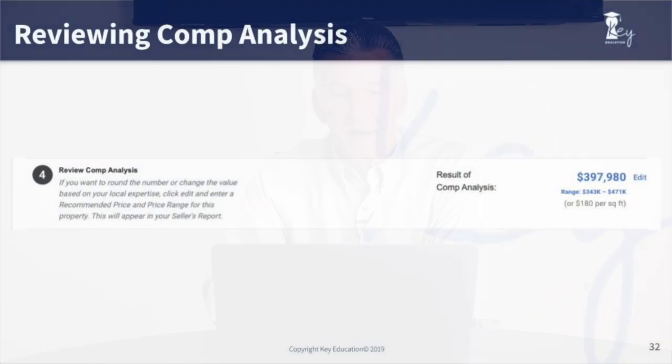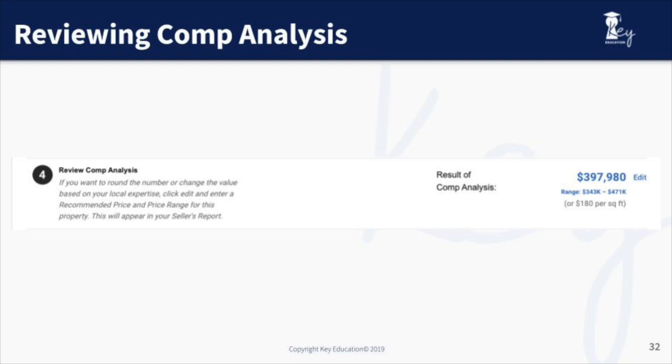The next step is step number 4. You're going to review that comp analysis. So again, the results of the comp analysis now states that it's worth about $397,980. You can go off to the right of that number and actually click that edit button, and you can put in a range if you feel it's a range that you want to give your sellers.